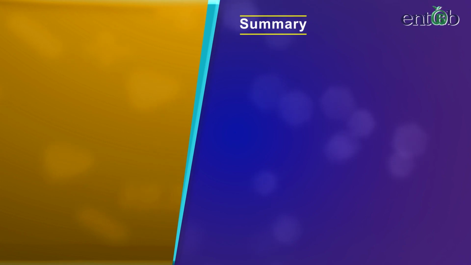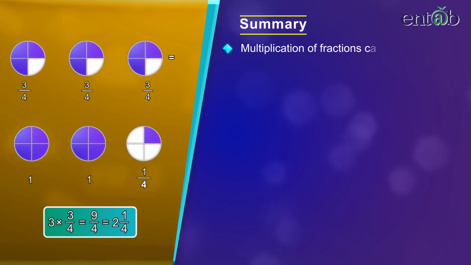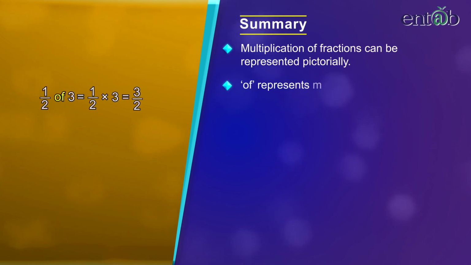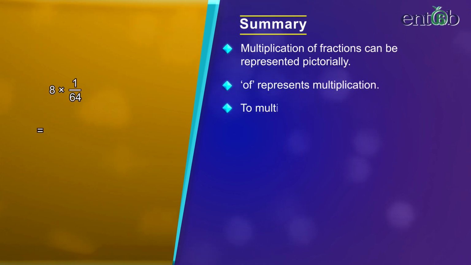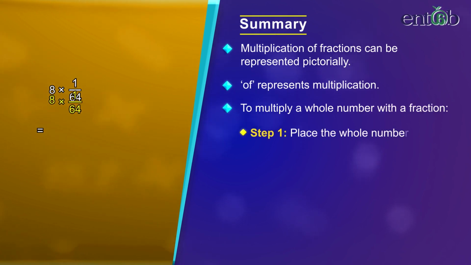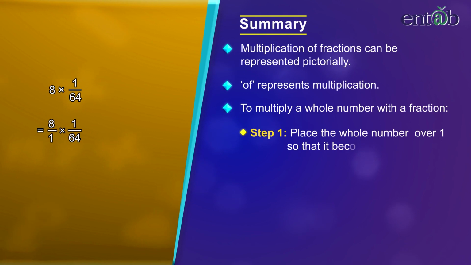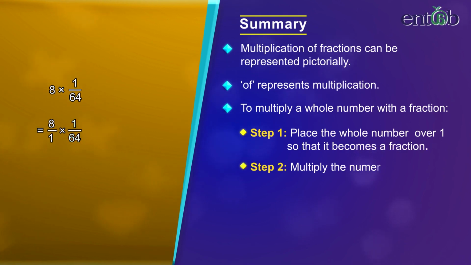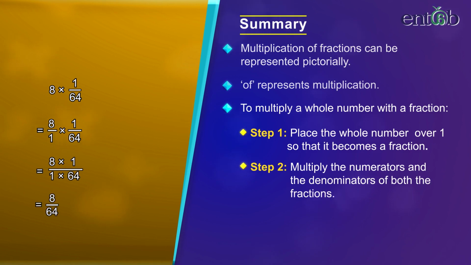Let us summarize what we have learnt in this module. Multiplication of fractions can be represented pictorially. "Of" represents multiplication. To multiply a whole number with a fraction, place the whole number over 1 so that it becomes a fraction. Multiply the numerators and the denominators of both the fractions.